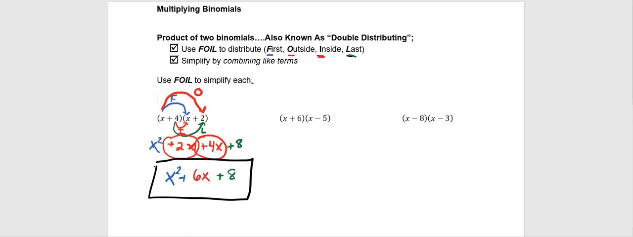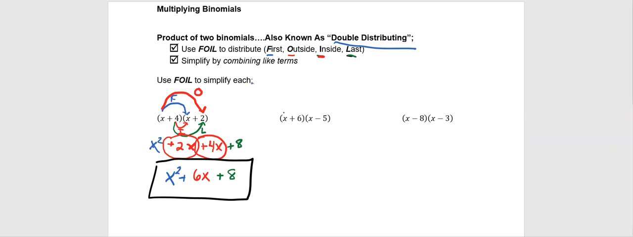So let's see if we can work through that again. I'm going to start, and this next example I'm going to do in a slightly different way. I'm going to start by taking my x, and I'm not going to focus so much on this FOIL method. I'm going to focus more so on this idea of double distributing.